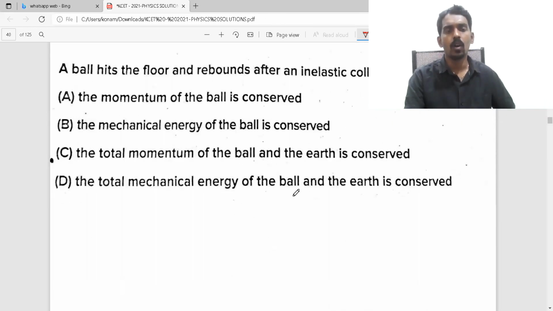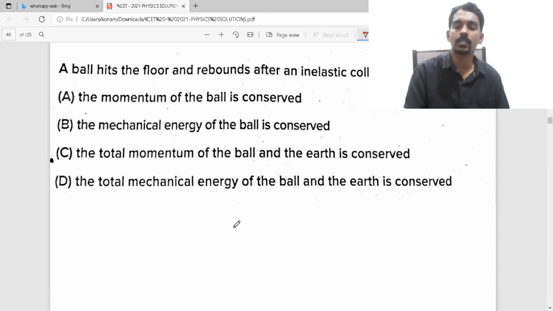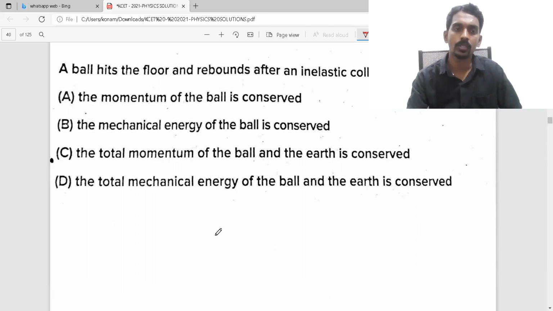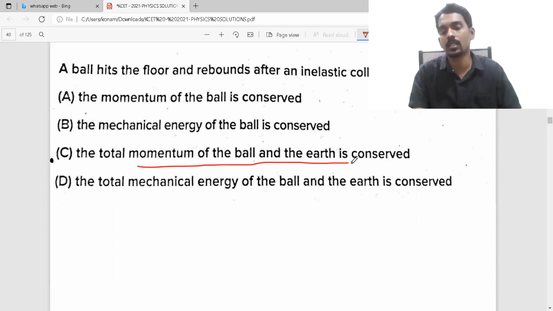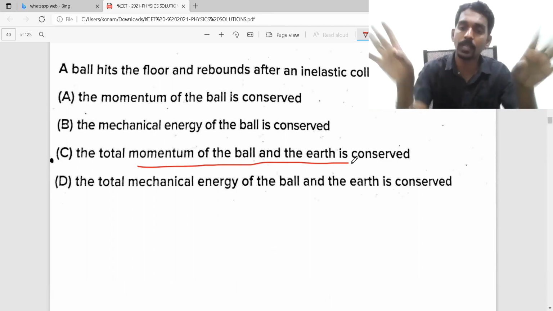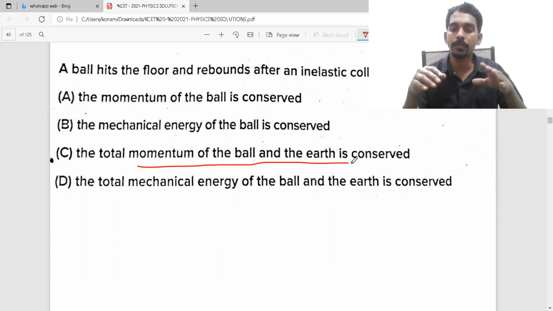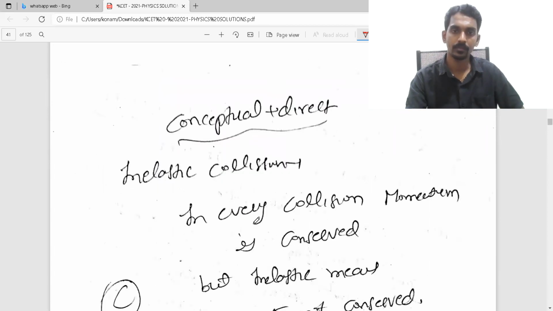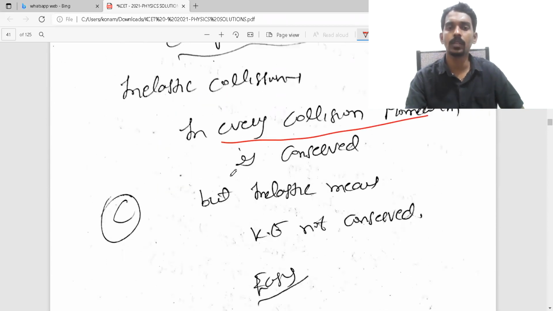Now, a ball hits the floor and rebounds after an inelastic collision in this case. So in every collision linear momentum is conserved, but inelastic means kinetic energy is not conserved. That is the difference that will come. So that's why the total momentum of the ball and earth is conserved. And in collision, one particle's momentum is not conserved. Both together is conserved. One particle's momentum will change, other particle's momentum also changes, but together the system's linear momentum remains constant. So in every collision, momentum is conserved.